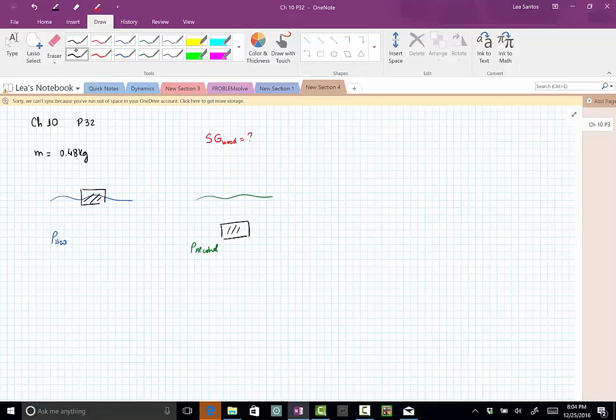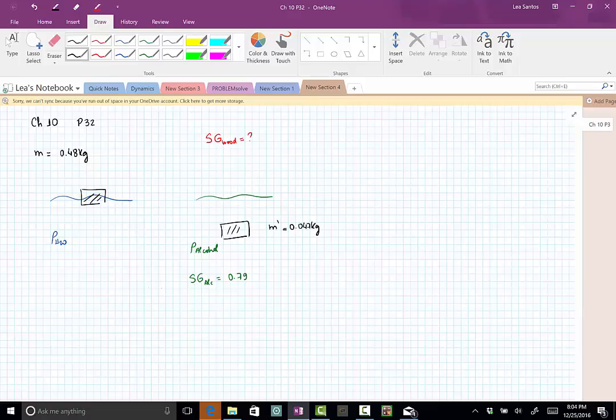They let us know the specific gravity of alcohol. So I'll put it here. The specific gravity of alcohol is 0.79. Remember, specific gravity is the density of the substance, in this case alcohol, divided by the density of water at 4 Celsius. And they also let us know what is the apparent weight of this piece of wood when it's inside alcohol. The apparent mass of this piece of wood is 0.047 kilogram.